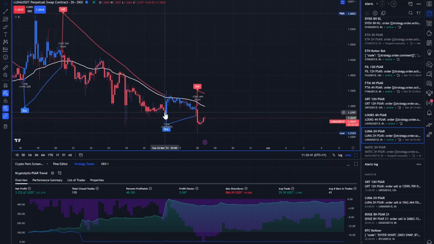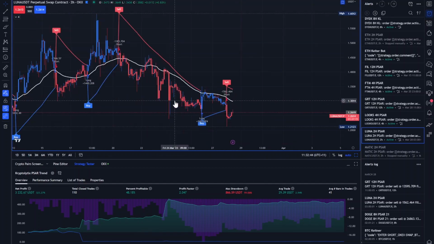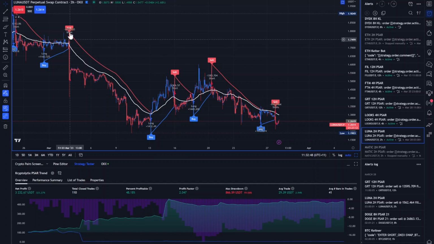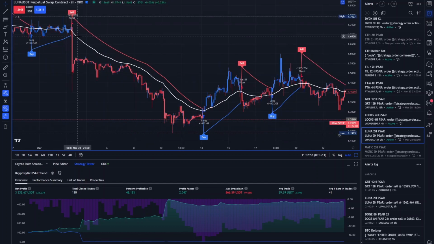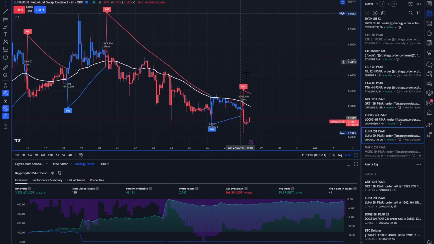So again, you could just take the signal to signal, but I just find it's sometimes better if you wait for a retest, but not in all circumstances, because I like to stop out on the line a lot of the time and then enter on the signal. But yeah, look, this crazy March 3rd, massive dump on Lunar. Anyway, so that's pretty much that for that.